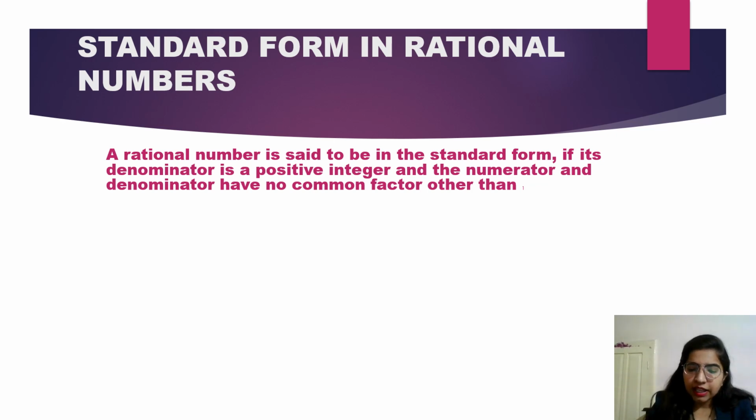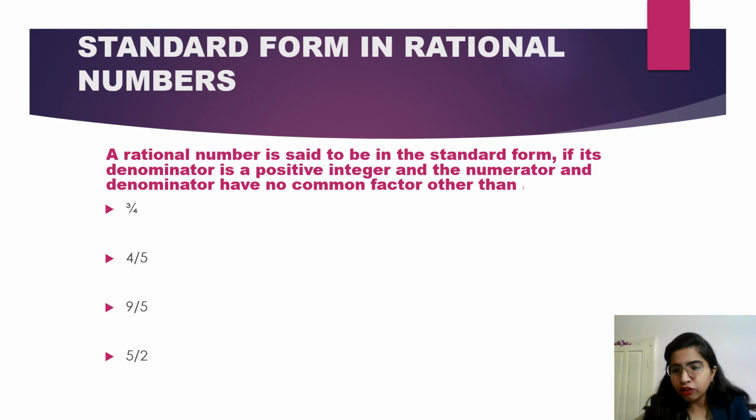Like, for example, here it is 3 upon 4. 3 and 4 don't have any common factor except 1. So we can call it standard form. Okay, and 4 upon 5, 4 and 5 also don't have any common factor. Okay, I just want to tell you one thing also. What I'm telling you, listen to me carefully.